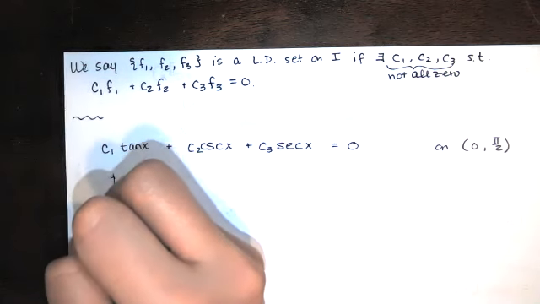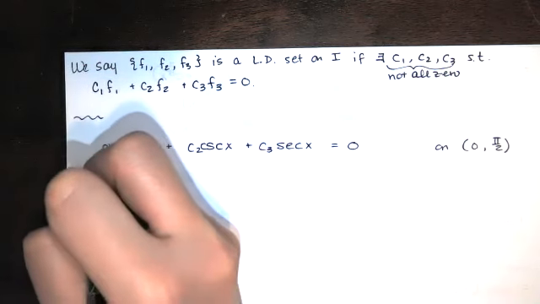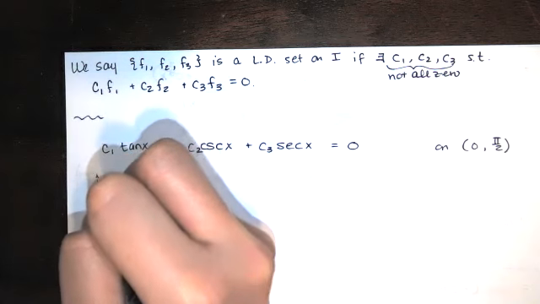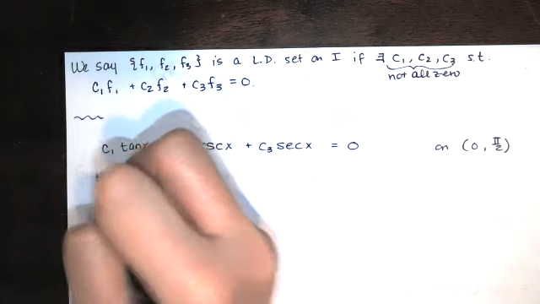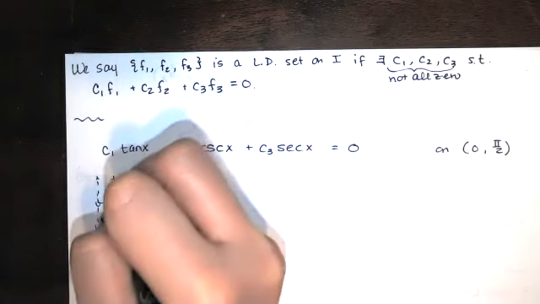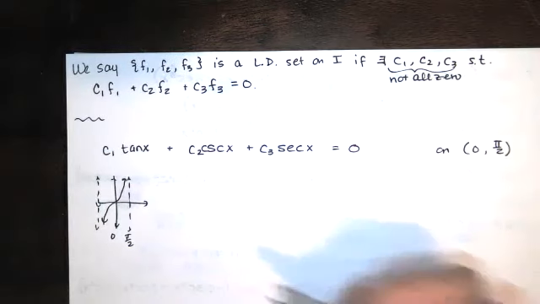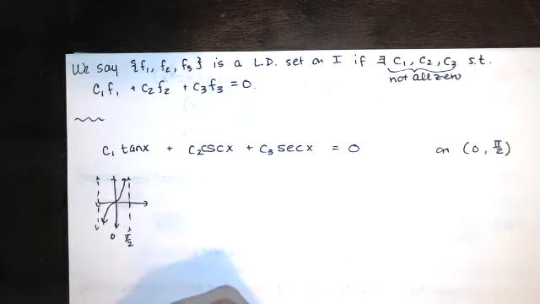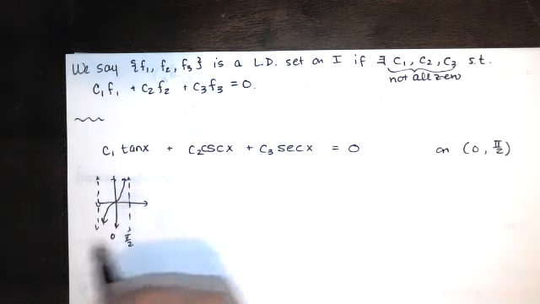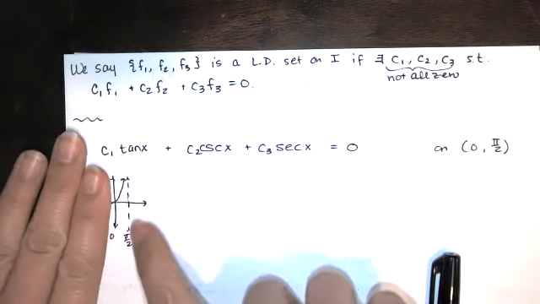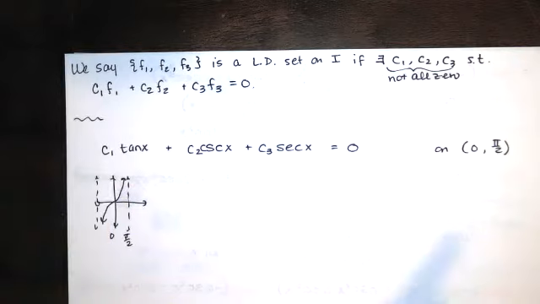Remember what your tangent function looks like. On the interval from 0 to pi over 2, we're just talking about this part of the curve. And of course, this repeats infinitely many times, but we're just going to look at this first part, and we're going to focus on the interval from 0 to pi over 2 because that's what we were told here.